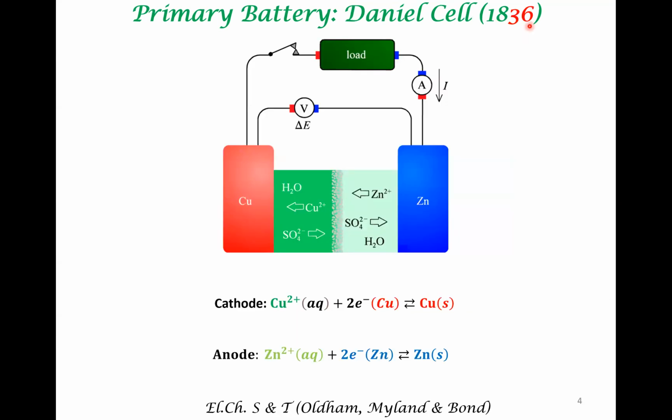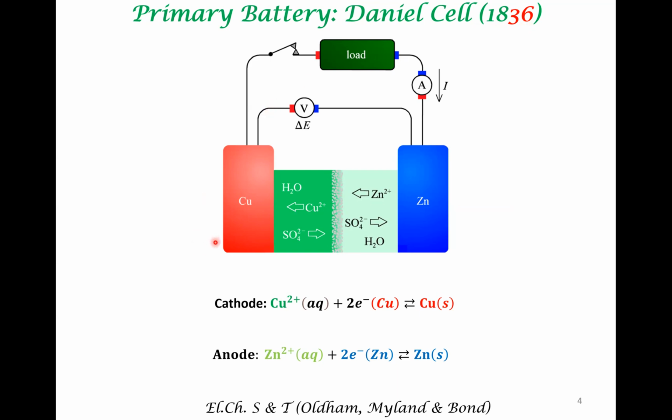The Daniell cell, which was a significant improvement compared to a Volta pile, was demonstrated in 1836. As you can see, it took close to 40 years to go from a Volta pile to a Daniell cell. So what are the reactions in a Daniell cell?